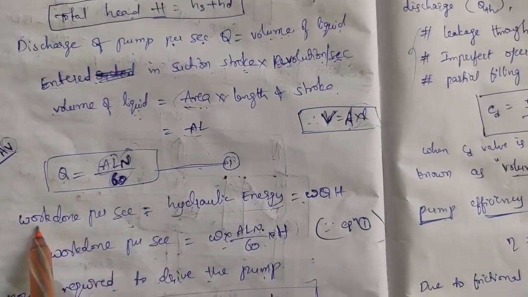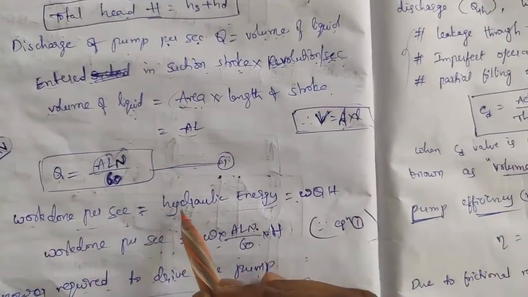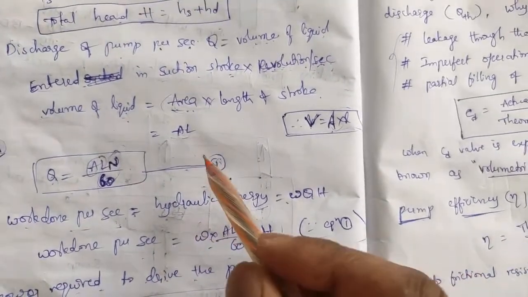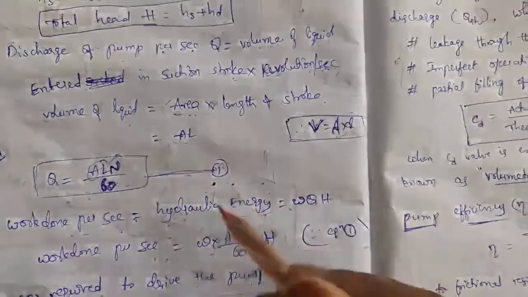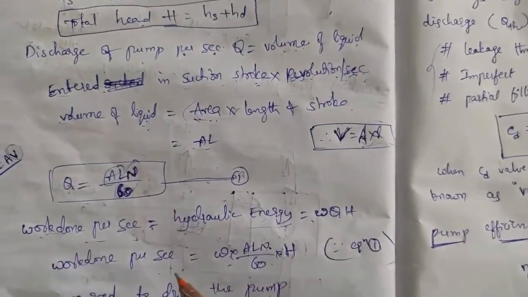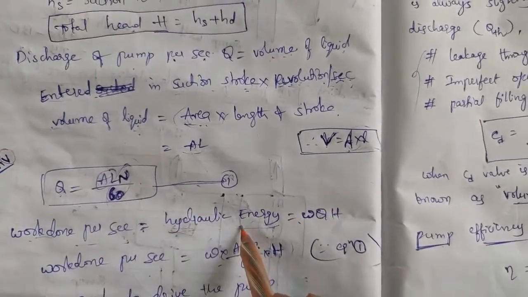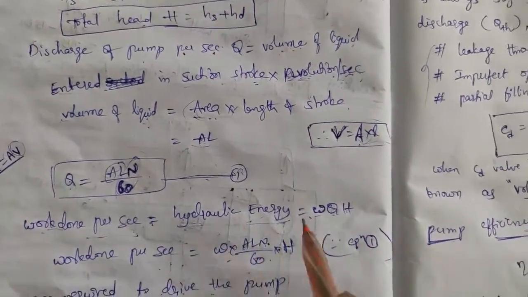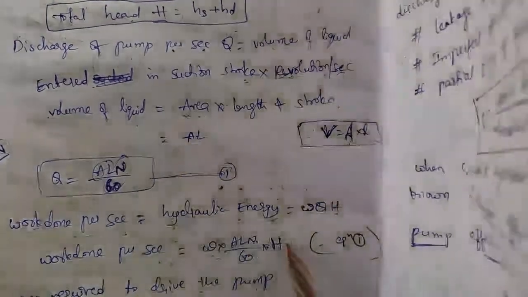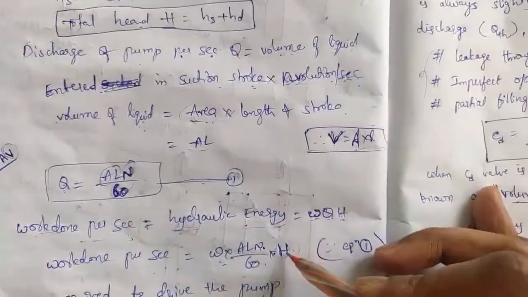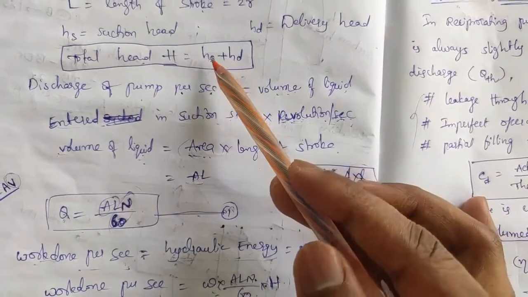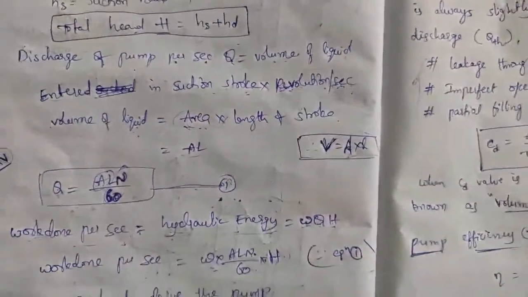Next, work done per second. In the reciprocating pump, we are assuming there are no losses in pumping the water. So the hydraulic energy is approximately equal to the work done per second. You know the hydraulic energy formula, WQH. Substitute this Q value: W ALN by 60 into H, where H is the total head, that equals the summation of suction head and delivery head.